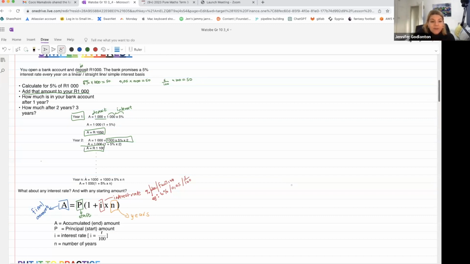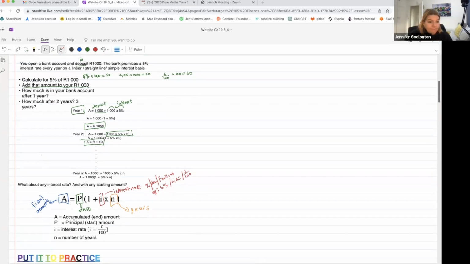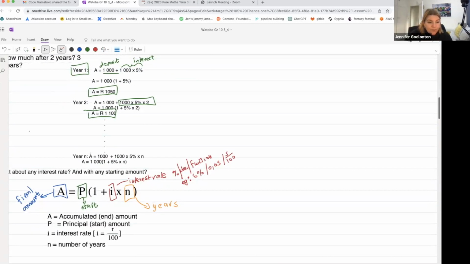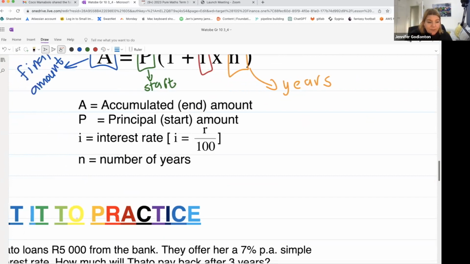Now, is there anything about this formula or what I've spoken about so far that you feel confused by before we jump into some examples? Let me know. You can either put it in the chat or you can lift your hand up and just ask. No? Okay. Okay, cool. Let's do some examples then.